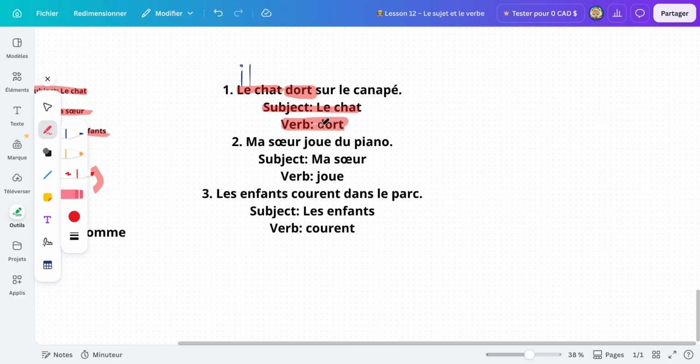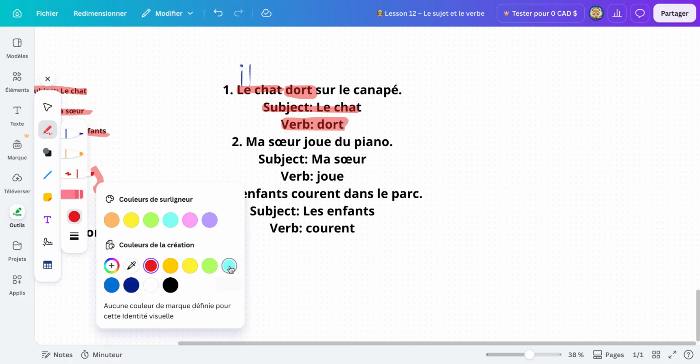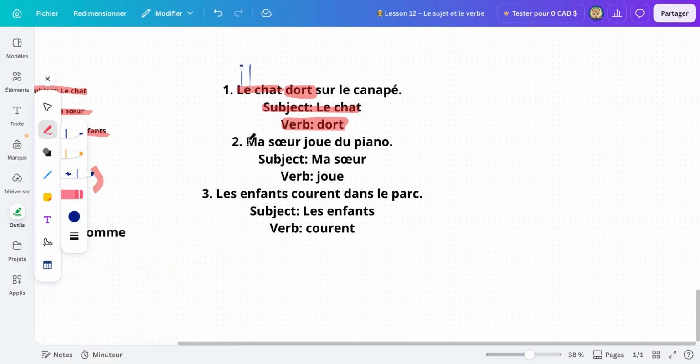Now, we're just going to do "ma soeur joue du piano." I'm going to change the color. We're going to go blue. Ma soeur joue du piano. Here, it's "ma soeur." She's represented in the whole sentence. That is the subject. Now, the verb is "joue." I wrote this myself so you guys will understand. Now, the piano is the last thing. Just like le canapé, it's literally the same thing as the last one. It's not the verb. It's not the subject.